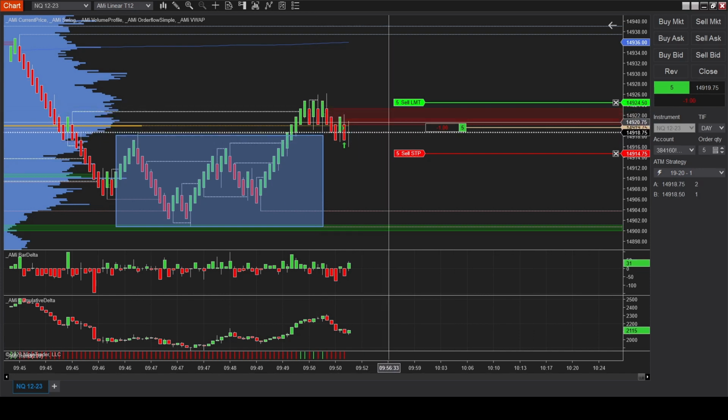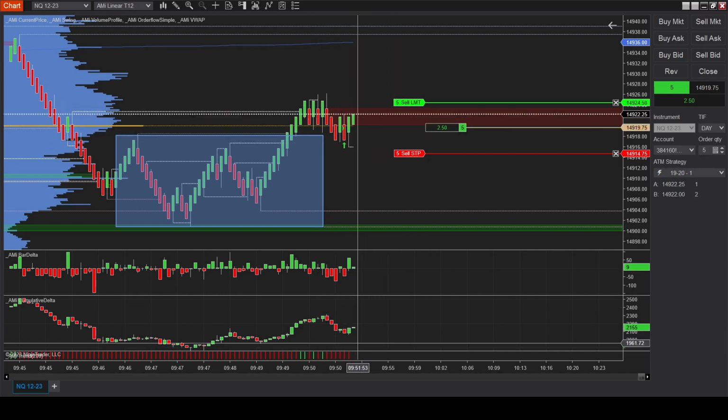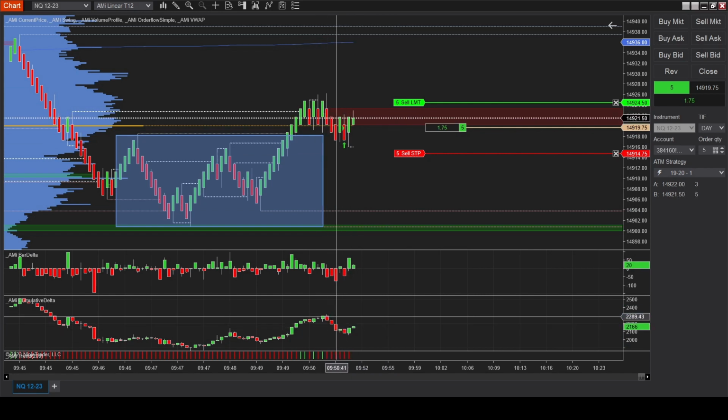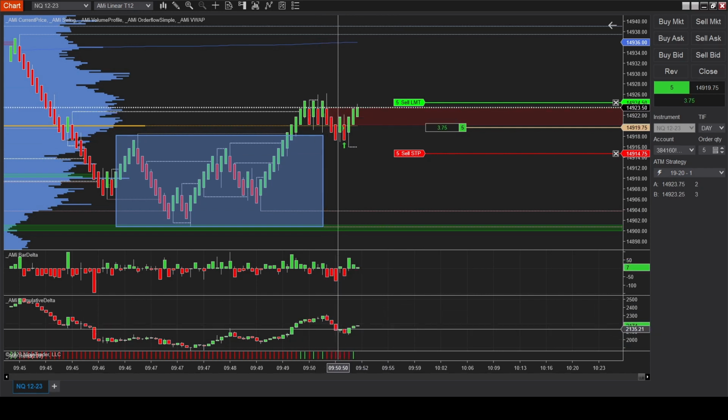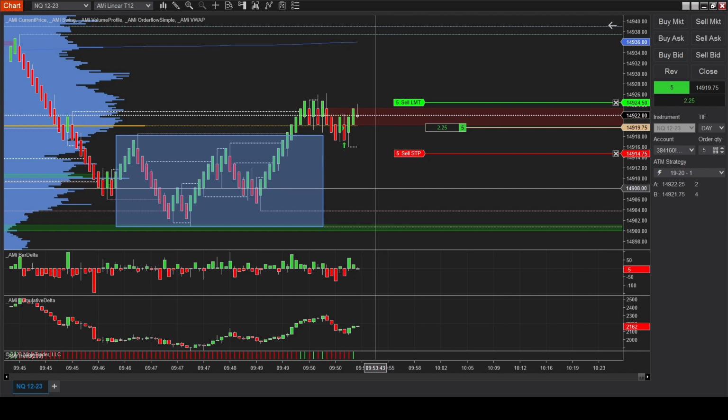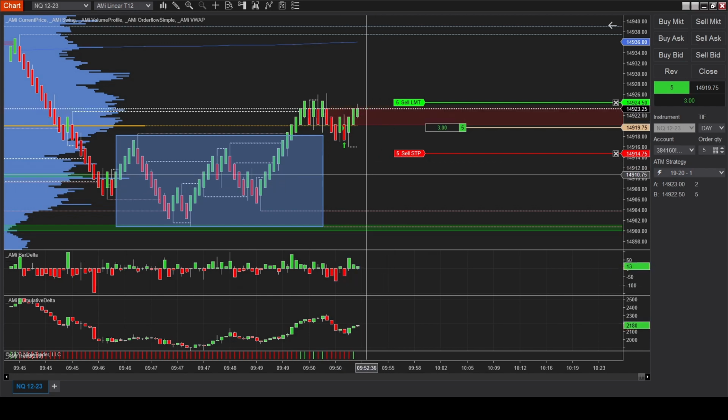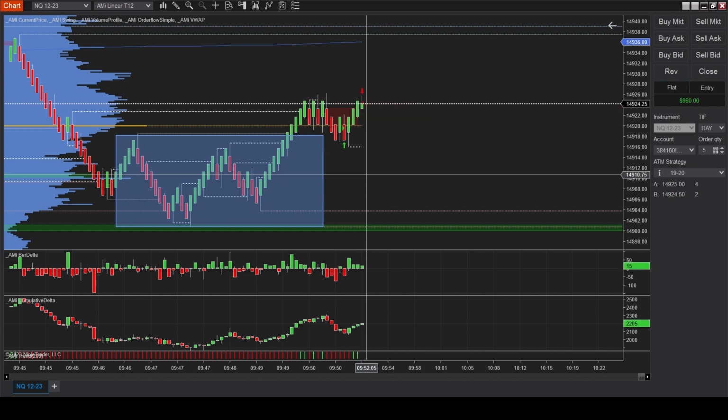Have a couple imbalances short. Cumulative delta looking, pushing down. Some bars coming in right now. Very close to getting my target. Target filled. There we go.